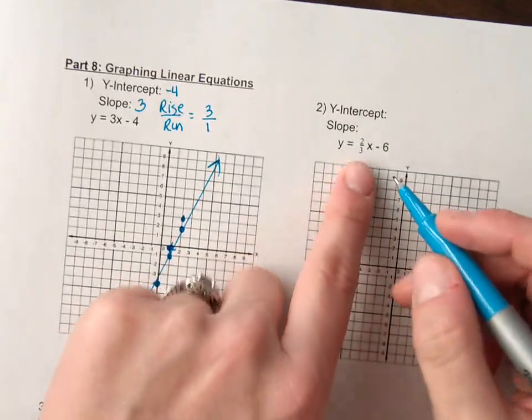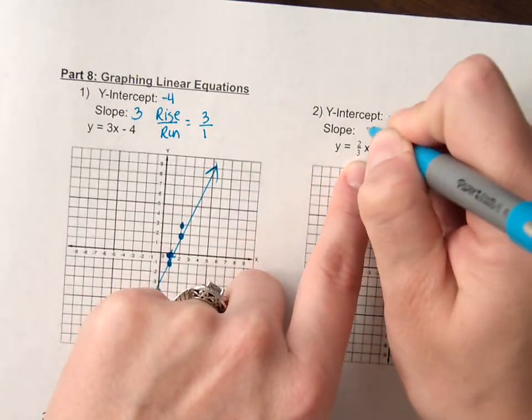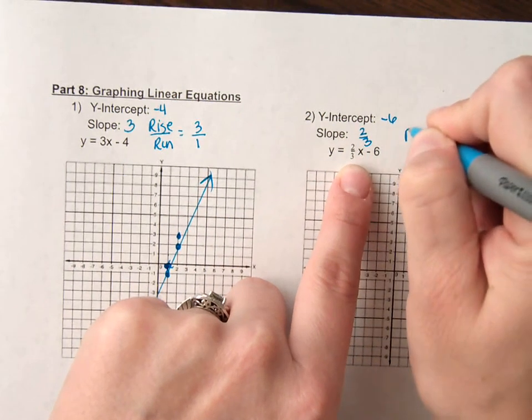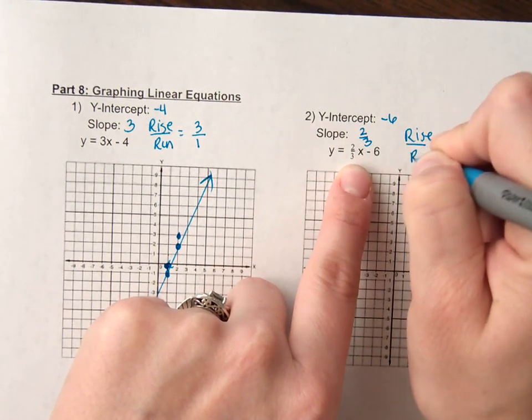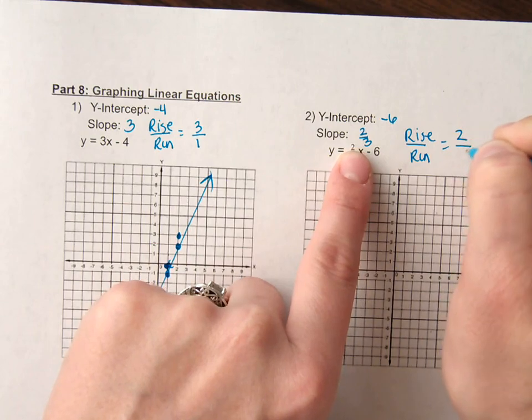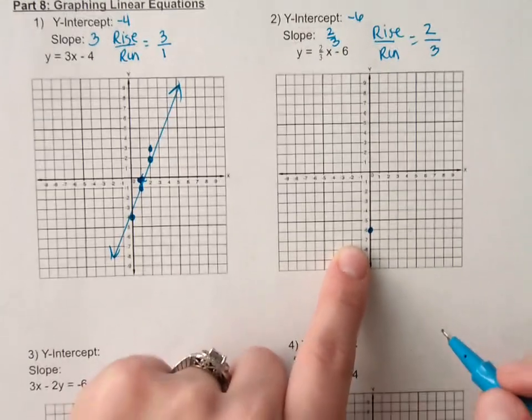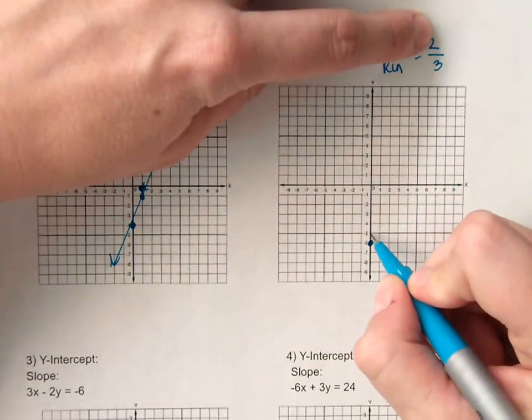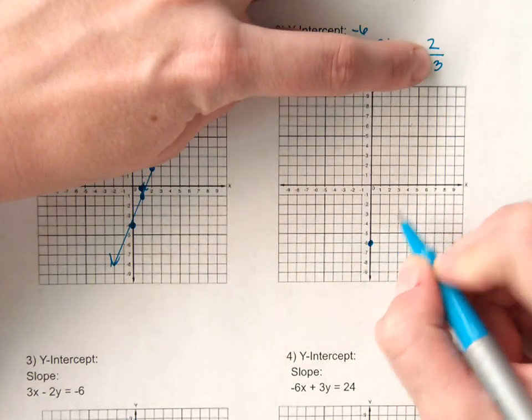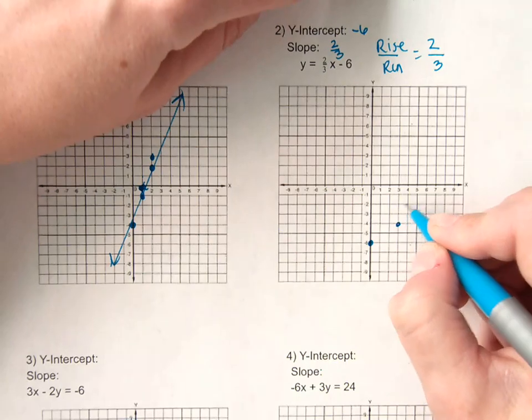Alright, next we have our y-intercept of -6 and our slope of 2 over 3. Remember, it's rise over run. We're going to rise +2 and run +3. So we're going to plot our y-intercept of -6. We're going to rise 2, 1, 2, run 3, 1, 2, 3. Rise 2, run 3.